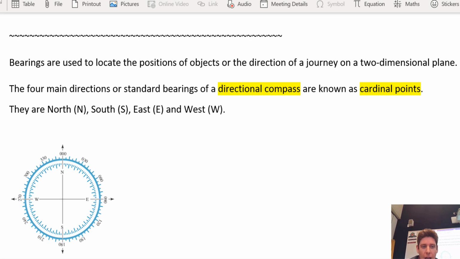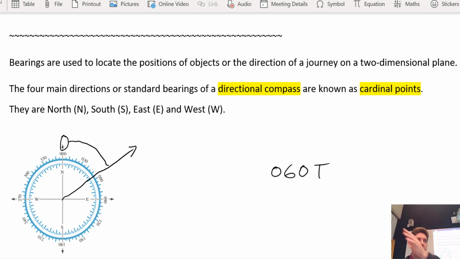North. Very good. And we always go which direction? Clockwise. So if I was doing the true bearing 060T, the T represents true, I would start with this point and go to the 60-degree mark. And that would be my bearing in that direction.